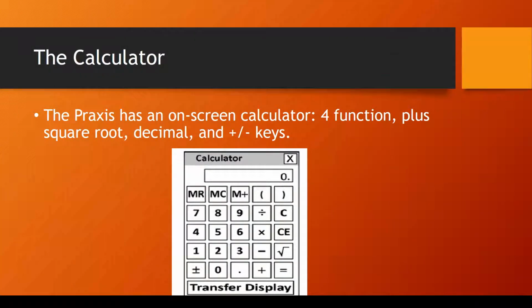You cannot bring your own calculator to the test, but an on-screen calculator is provided. It's a 4-function calculator and includes keys for the square root, decimals, and a plus-minus key.